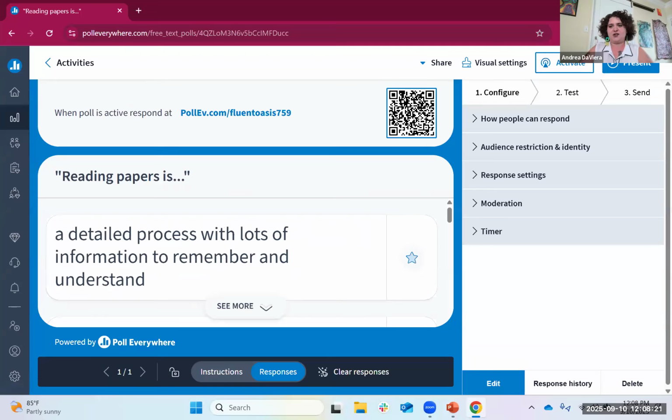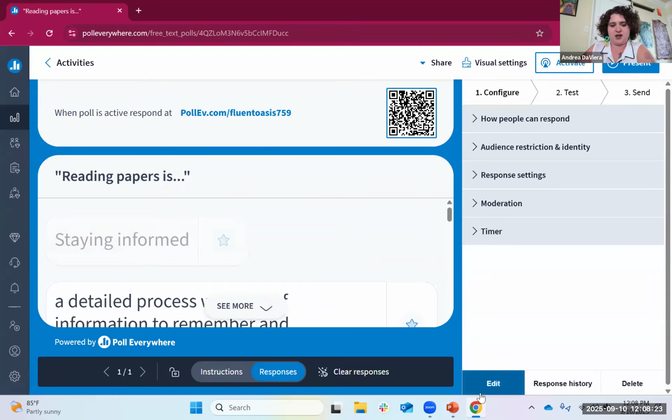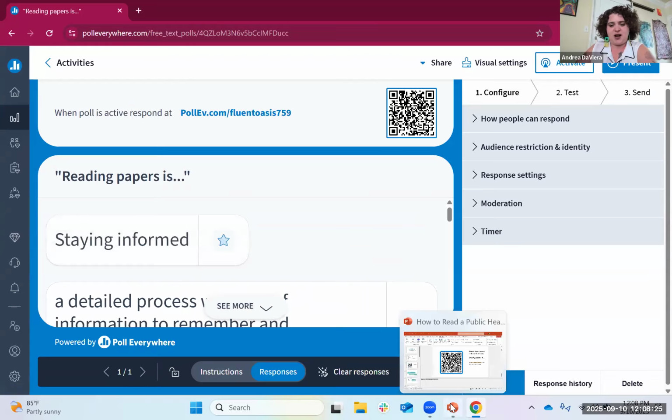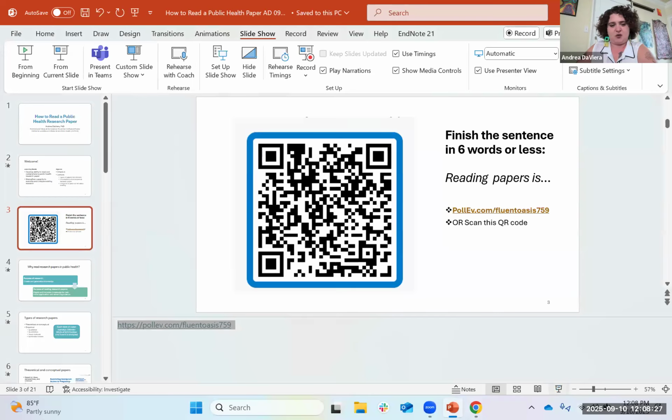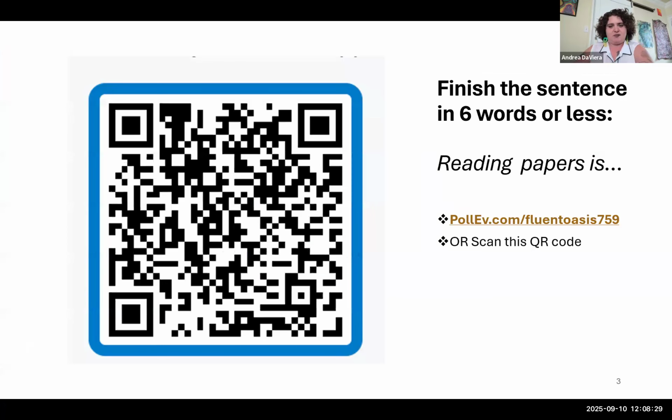And I feel like there's a lot that comes with reading, which is why I like to sometimes start with this activity. Reading papers can be challenging. It can be overwhelming. It can be intimidating. It is also important and fun at times.